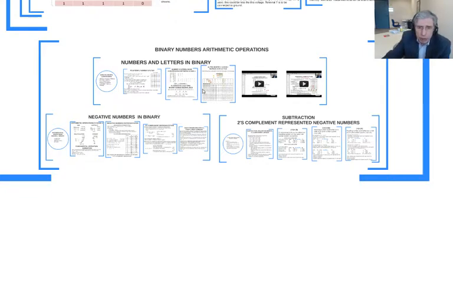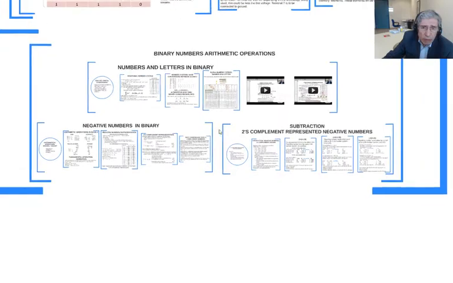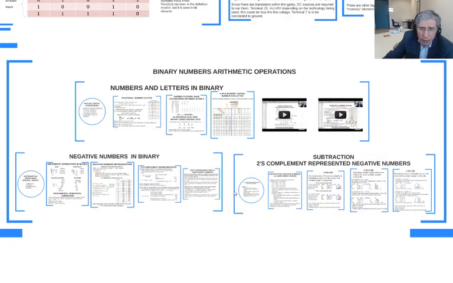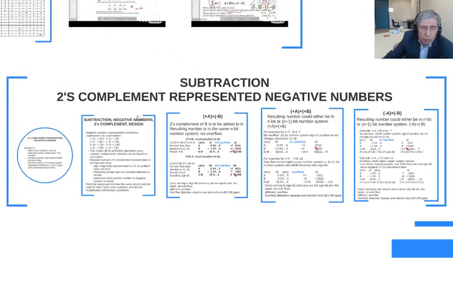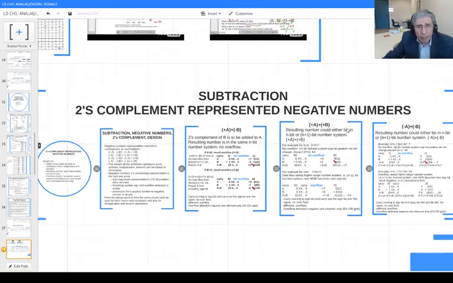So here we will be explaining subtraction with two's complement represented negative numbers. That's going to be the frame that we're going to examine in this video. In total there are 4 frames, so we're going to follow these frames. Let's follow them.